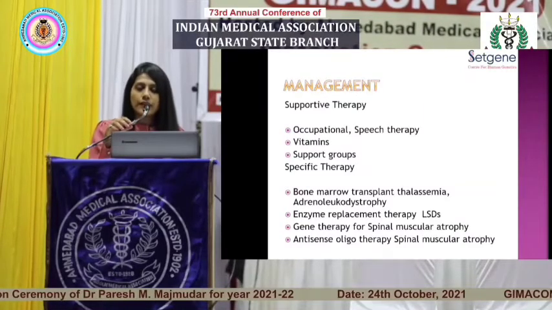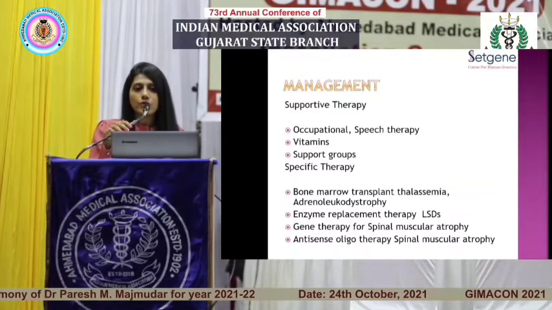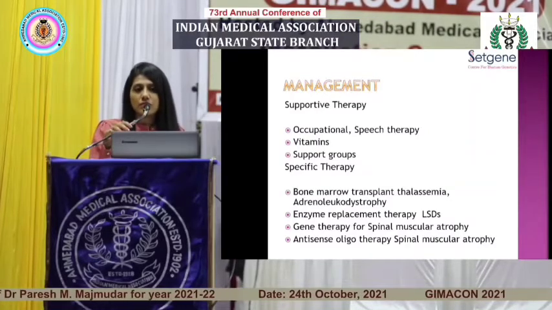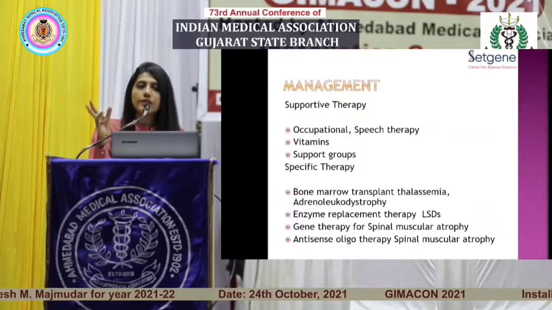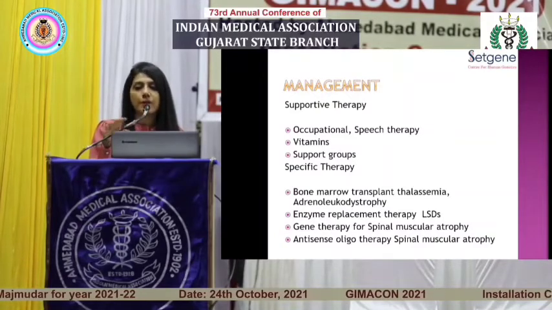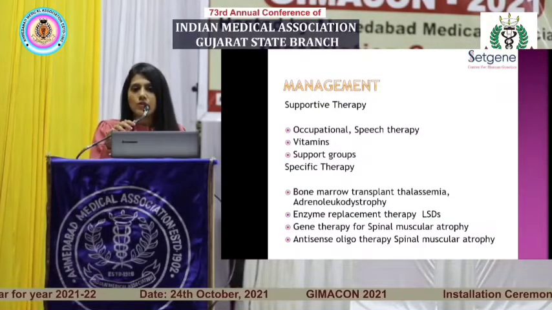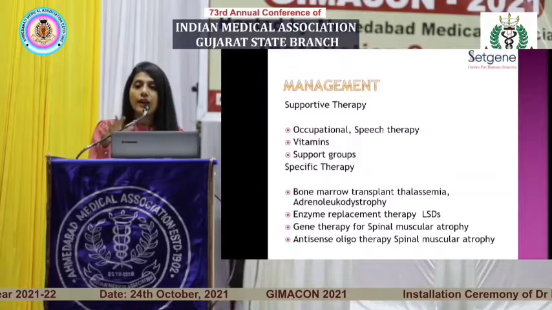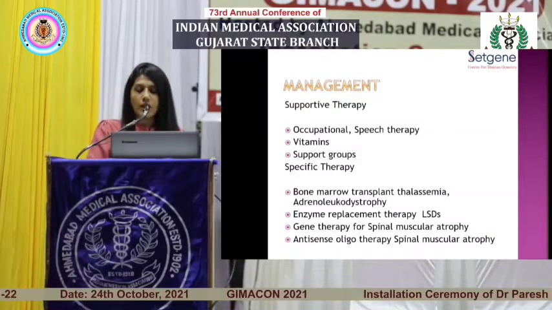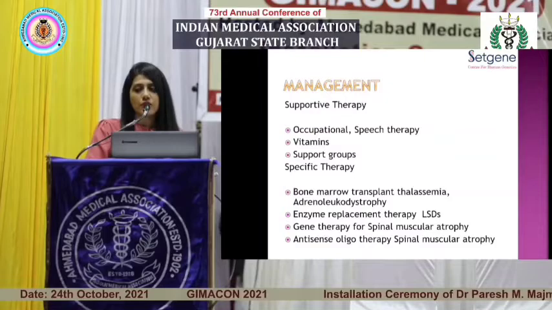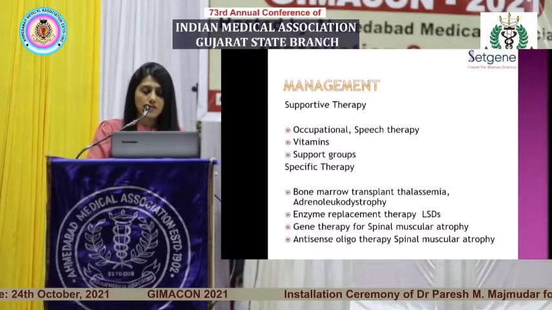Apart from that, spinal muscular atrophy. Recently, all of you must have heard about the crowdfunding for SMA patients of 16 crores. So that gene therapy we now have. So now we have reached the stage of specific therapies for the patients.